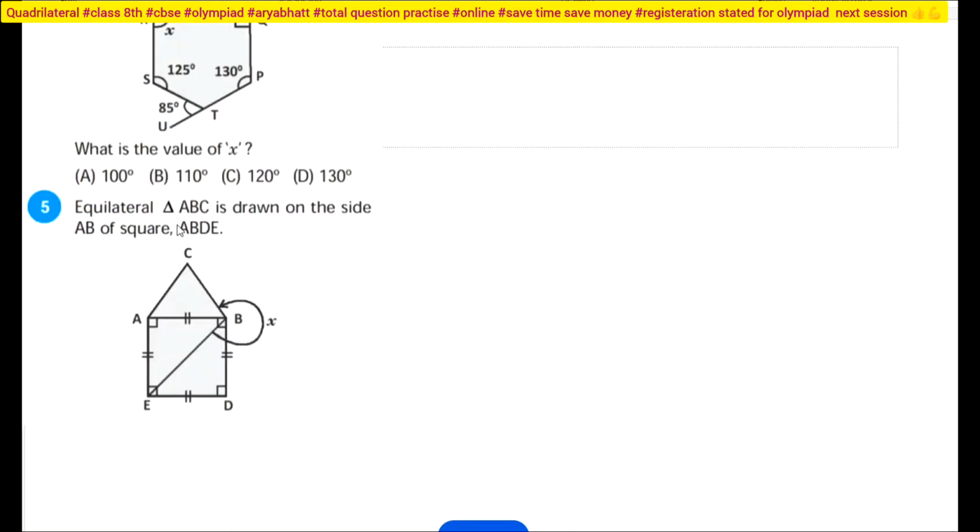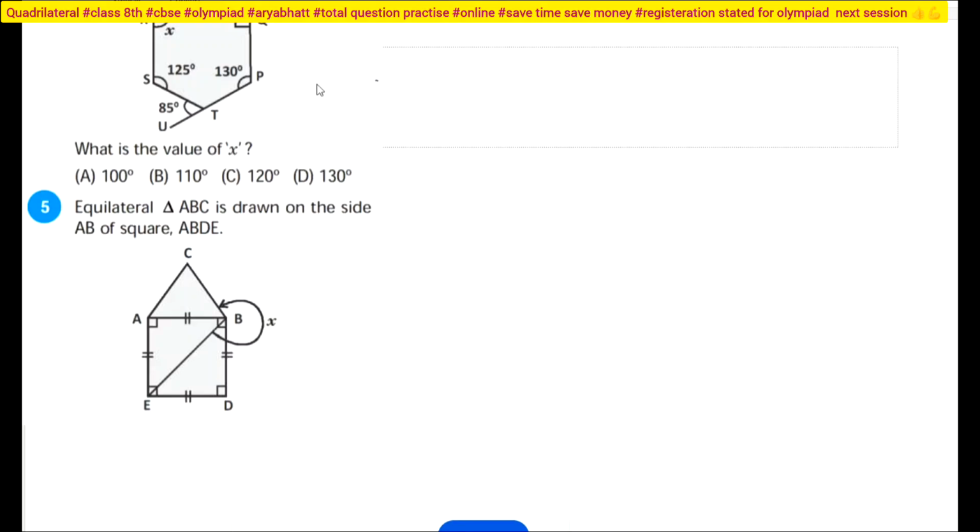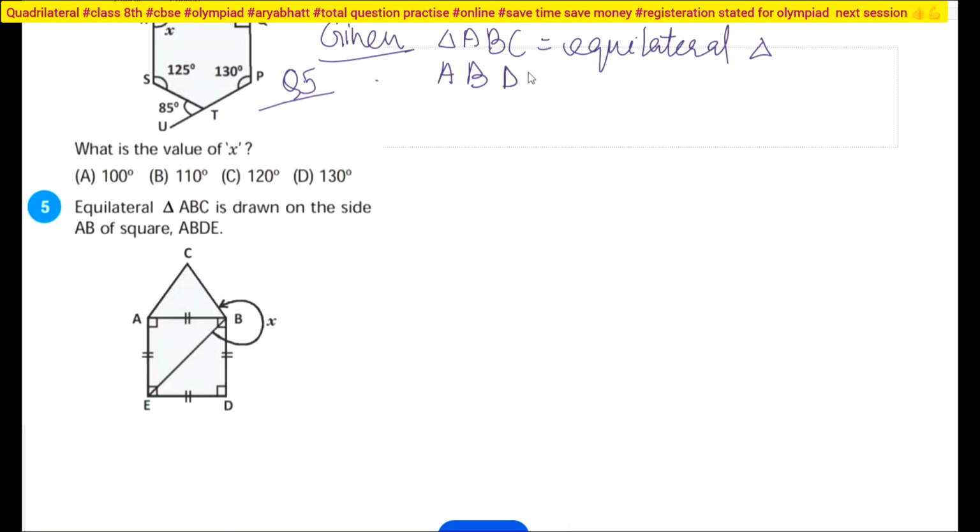Next question, equilateral triangle ABC. A, B and C. This one, the upper side one, is an equilateral triangle. And ABDE is a square. Now they are asking about the angle x, this entire angle. So how can you find the entire angle? We will apply some of the logic of an equilateral triangle. Question number 5. Given quantities: triangle ABC is an equilateral triangle, and ABDE is a square. These all are given. Now they are asking about x.